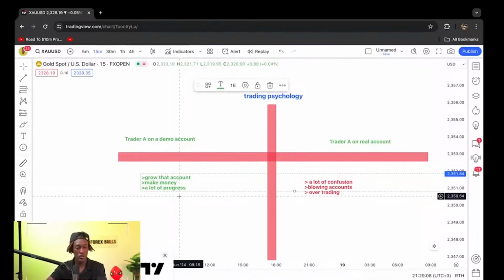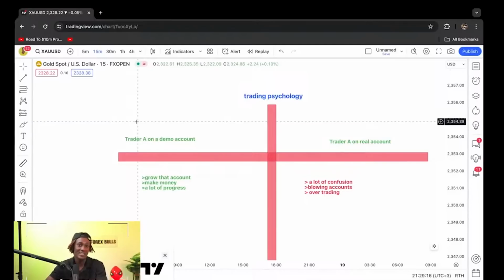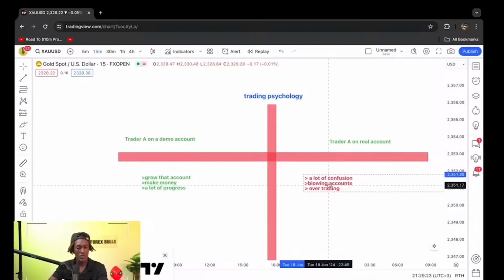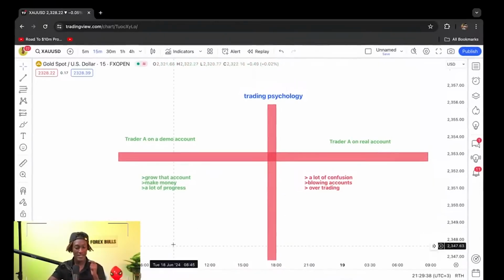Now, when you're trading on a demo account, you're growing the account, you're making money, there's a lot of progress, honestly, because it's a demo account. There's literally nothing to lose. You guys understand? Then, on the other side, there is honestly a lot of confusion. Often enough, most traders blow their accounts. Some end up overtrading, some end up making money and then losing it all. And that's how it is. So, funny thing now is we have the same trader.